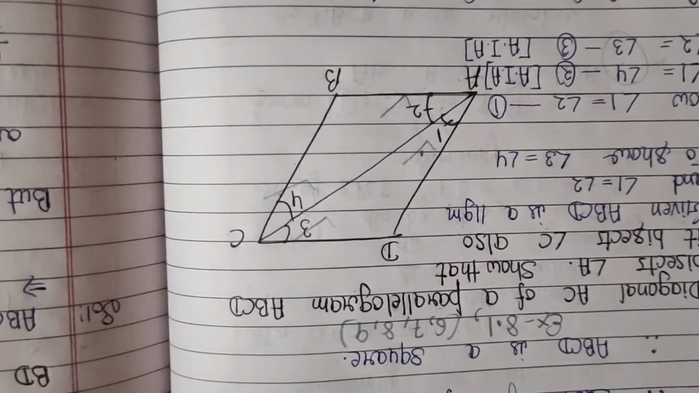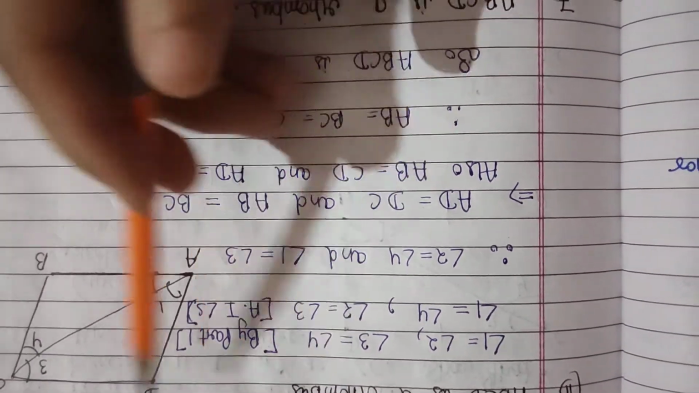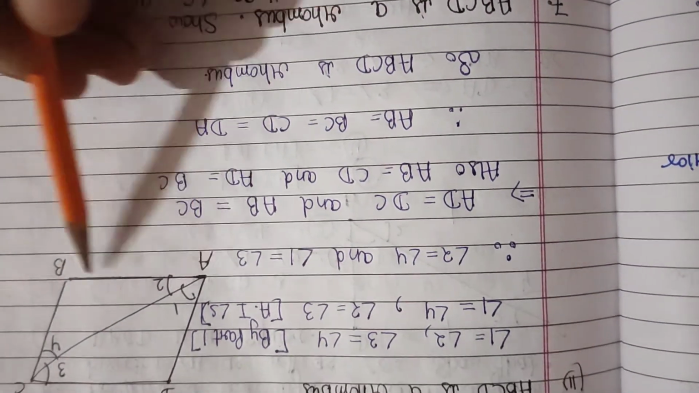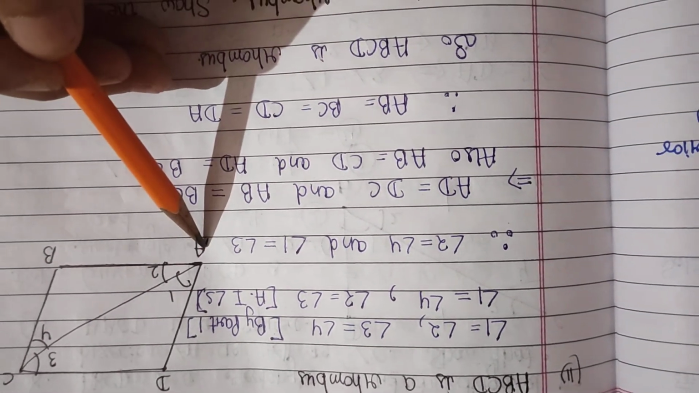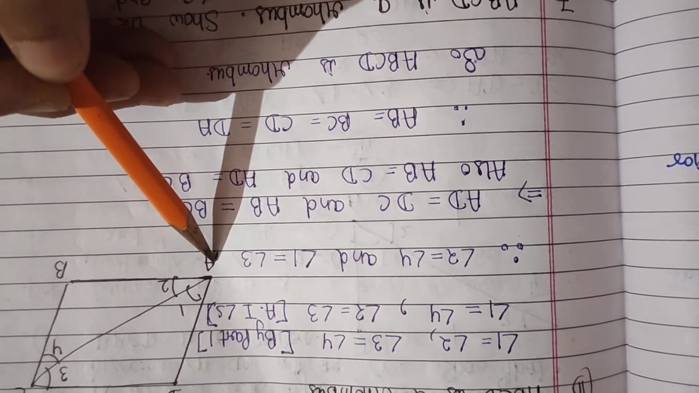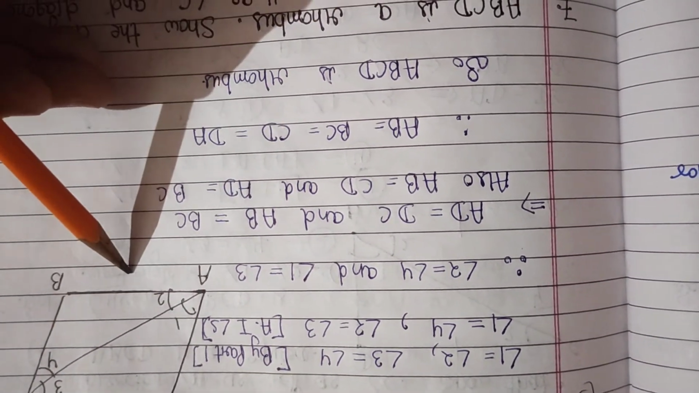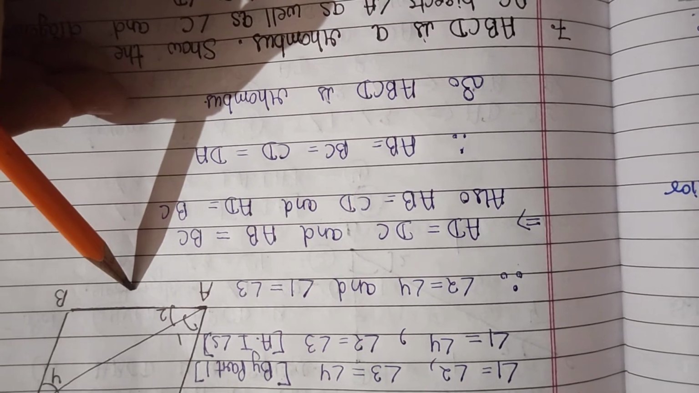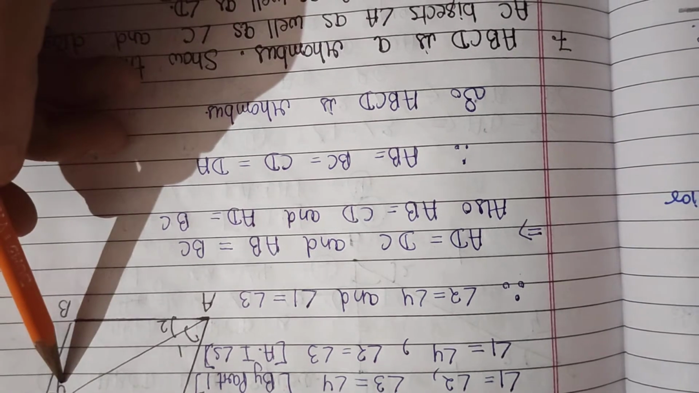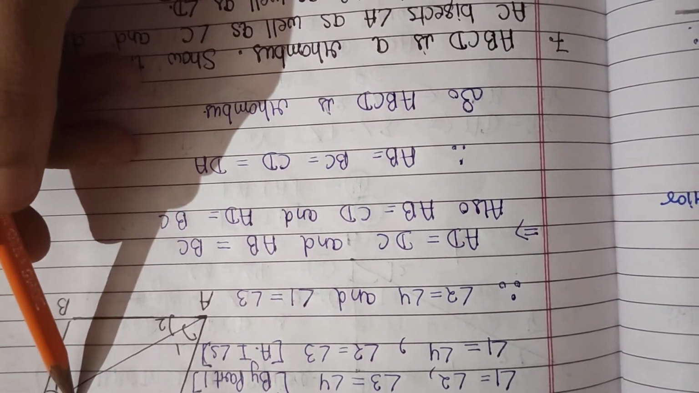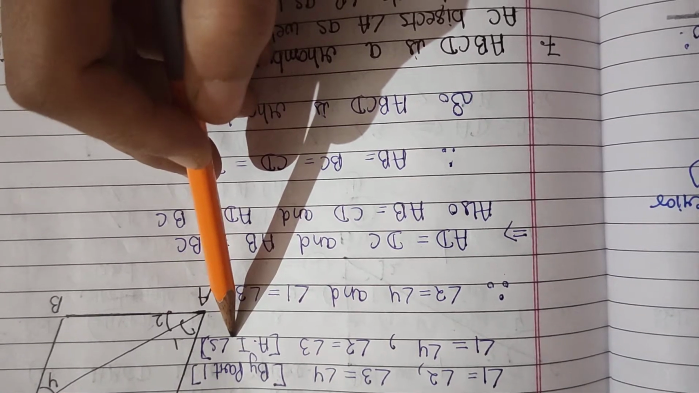Now for the second part, we have to prove that ABCD is a rhombus. It means we have to show AB is equal to BC is equal to CD is equal to AD. Now for that, we have to show that all the sides are equal. Now it is a parallelogram. So angle 1 is equal to angle 4. Angle 2 is equal to angle 3. These are alternate interior angles.